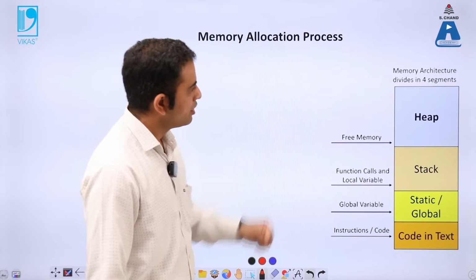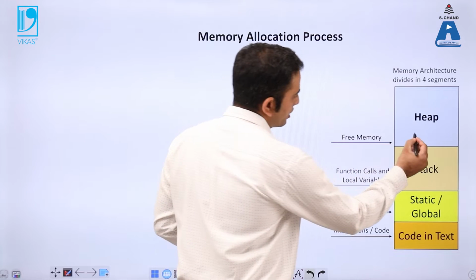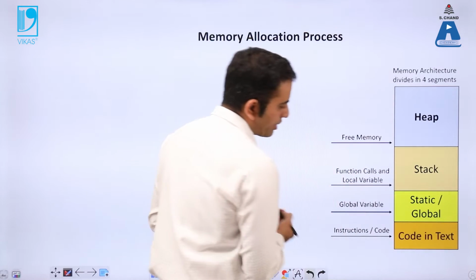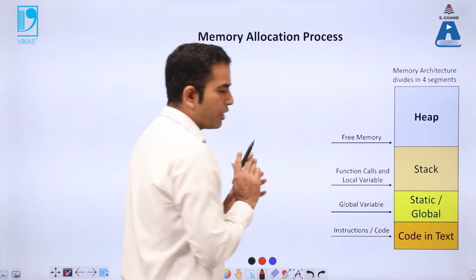This is the memory allocation process. Understand the concept here. Memory architecture. The memory architecture is divided into 4 segments: the heap, the stack, static and global, and code in text. The heap means free memory.